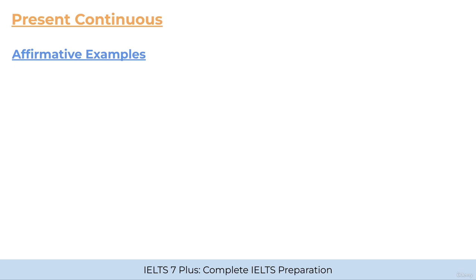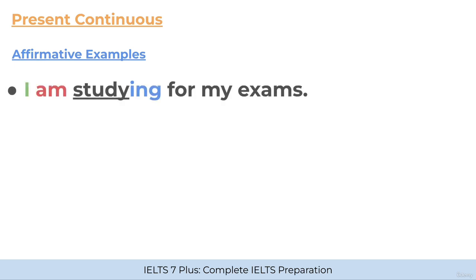Let's look at some affirmative examples, some positive examples here. I am studying for my exams. So we have our subject, I, am, our form of to be that matches the subject, always so important, subject-verb agreement. Then the main verb, I know that to be is a verb, but then we have the main verb, studying. Study is the base form, then that ing makes it the present participle there. Okay, so hopefully you can see all those different aspects.